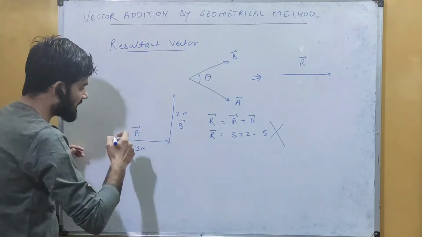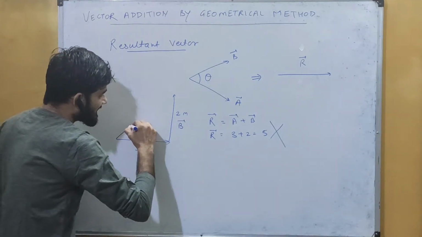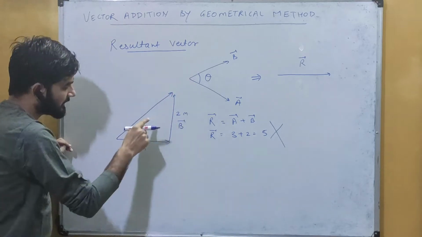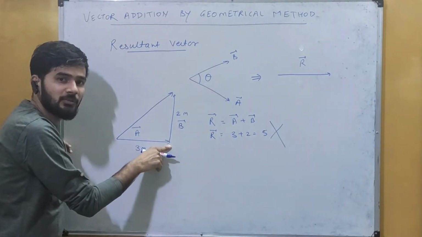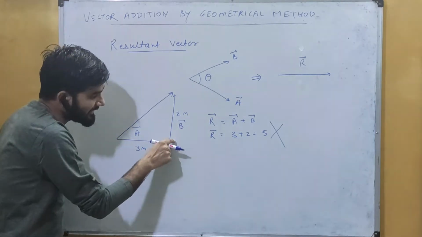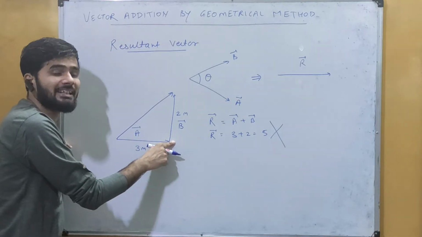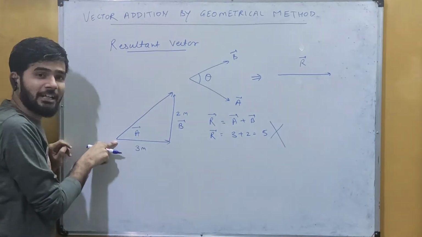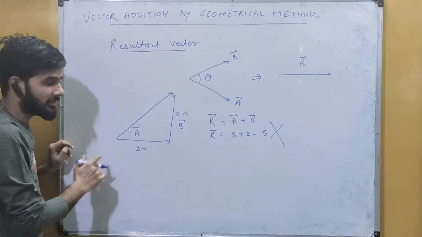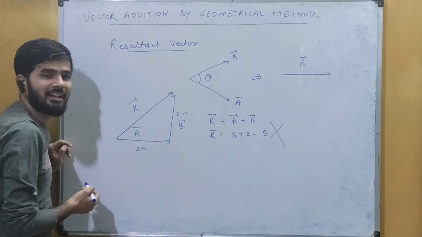How can we find the resultant? This resultant will be from starting to end. Here this is the starting point of the first vector, and this is the end of the first vector. Now at the same point the second vector starts and it ends here. So the resultant will be from the starting point to the final end point. So we can write this is the resultant vector R.